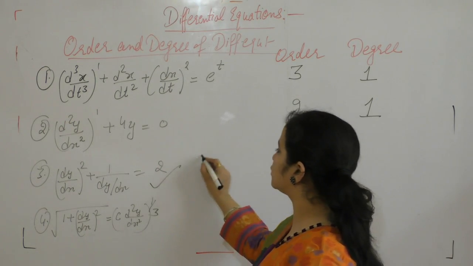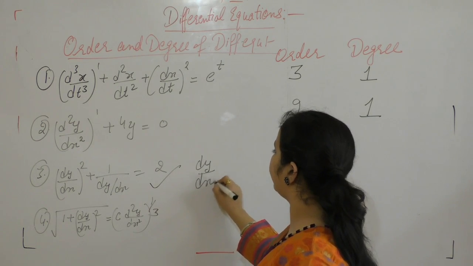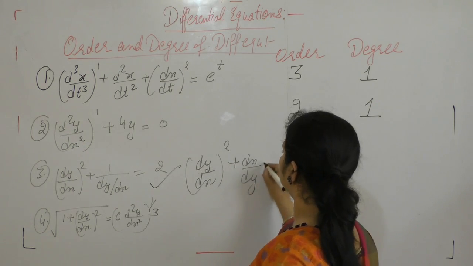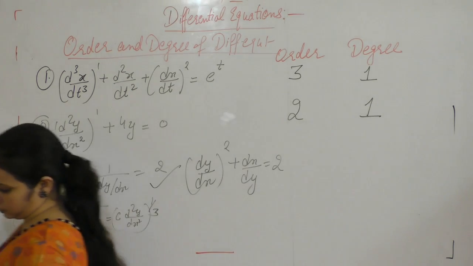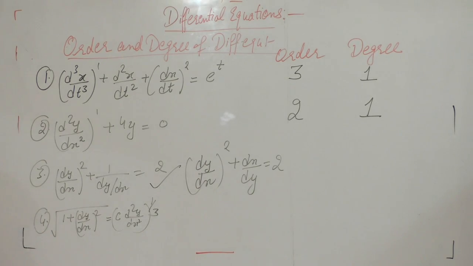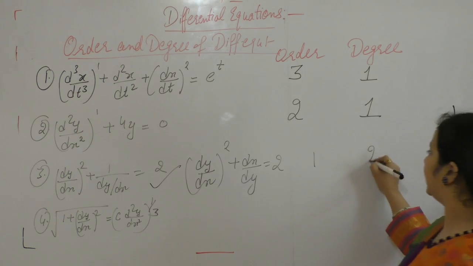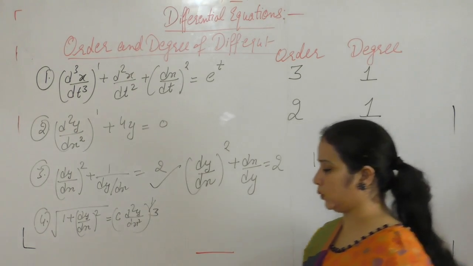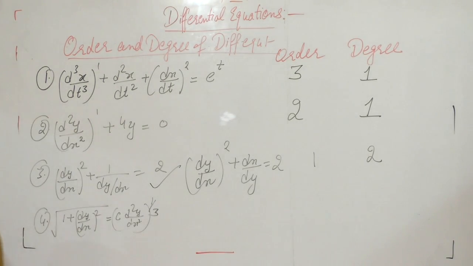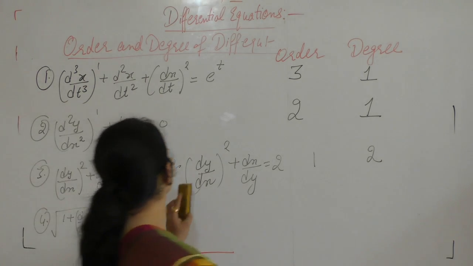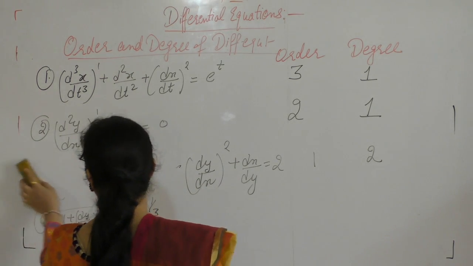In the third equation, we can write it as (dy upon dx) whole square plus dx upon dy is equals to 2. Here highest order derivative is 1 and its degree is 2. Now in the fourth question, there is a square root in the equation. First we have to remove the square root. So we will do squaring on both sides.